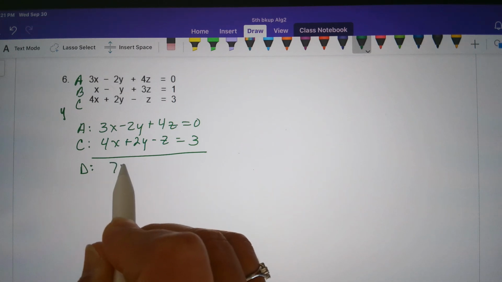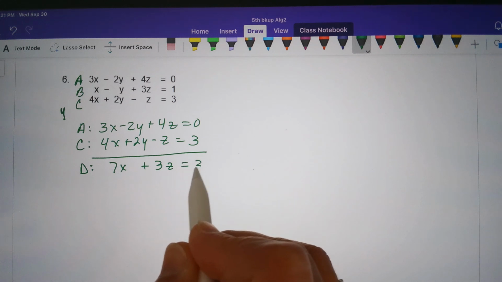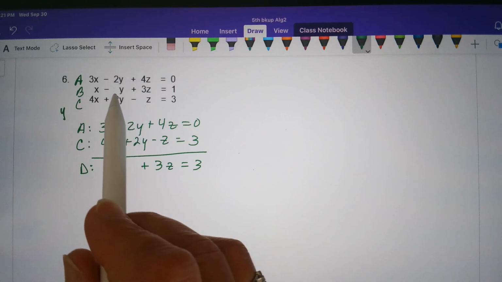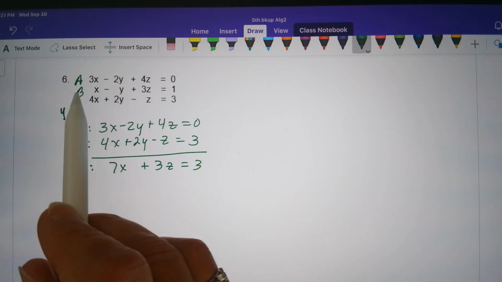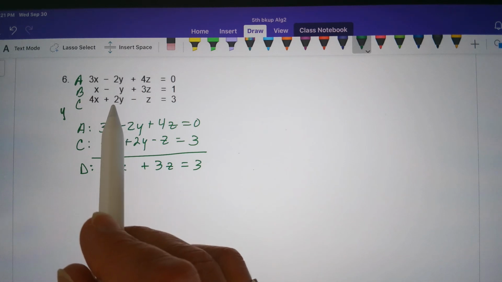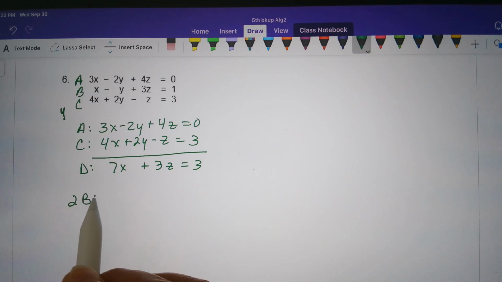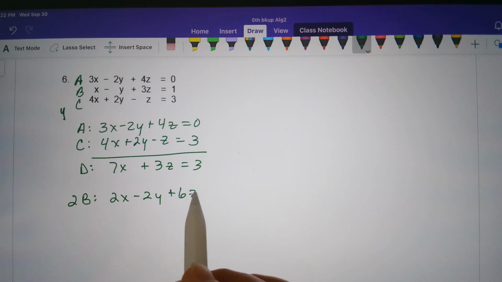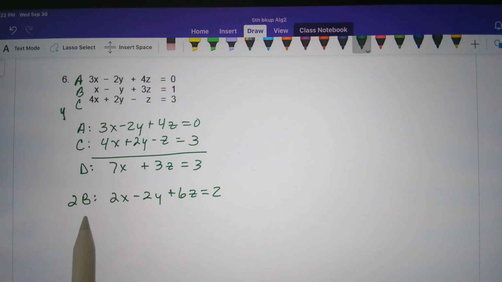D, 7x, the y's drop out, plus 3z equals 3. And now we've used A and C, so now we have to use B. B has a negative 1y. I will actually take B and multiply it by 2 so that I have a negative 2y and add it to C. So I'm taking 2B, 2x minus 2y plus 6z equals 2, and pairing that up with C.